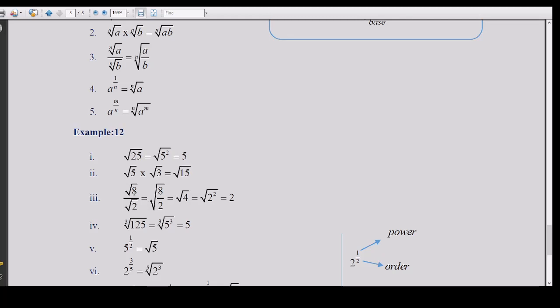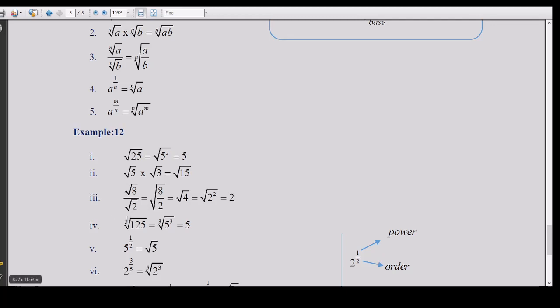Clear? Root 8 divided by root 2. Same thing here also. Since the order of the root is 2, then you can divide 8 by 2, which gives us 4. But 4 is a square of 2, and here the order and the power are equal. Then you can remove the radical sign and write only the base.